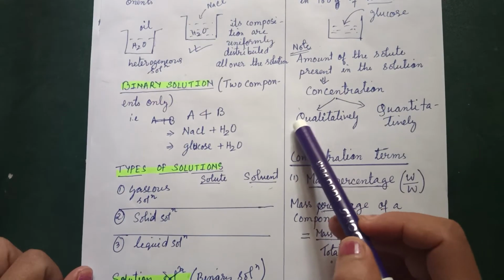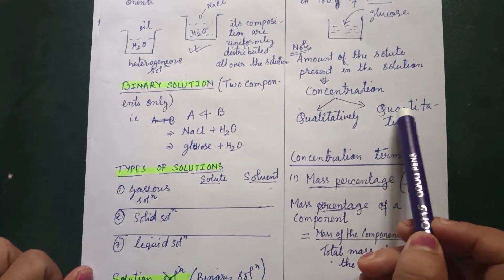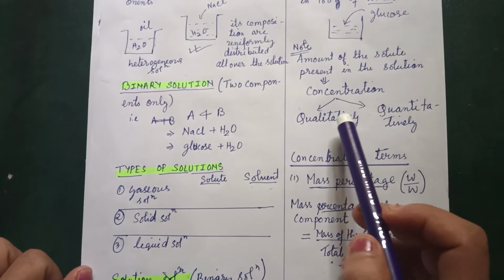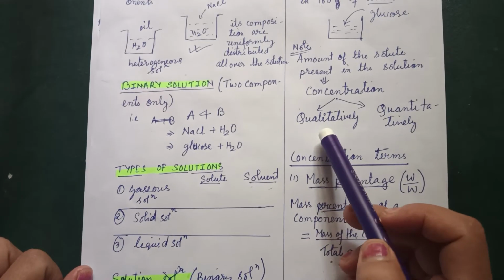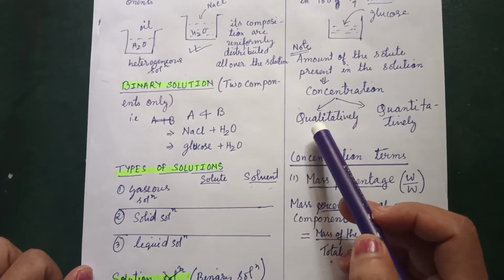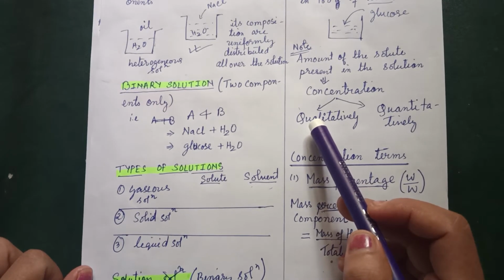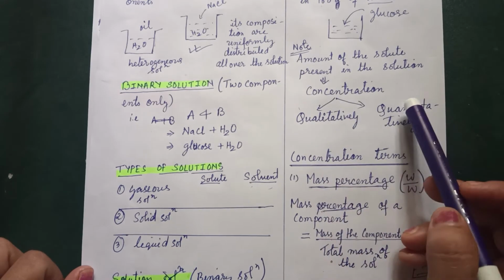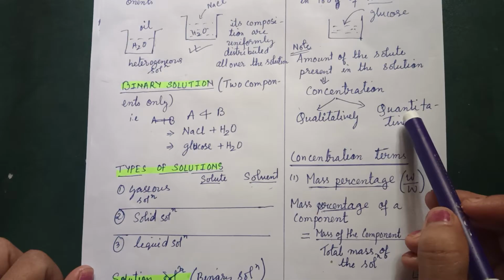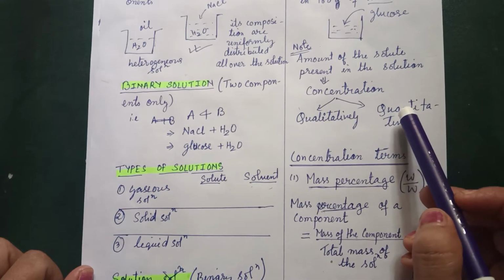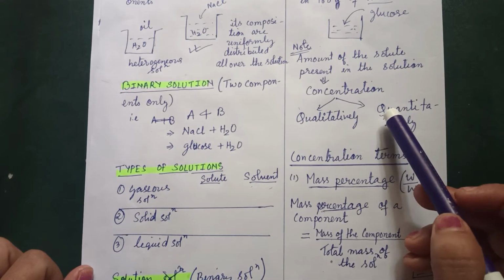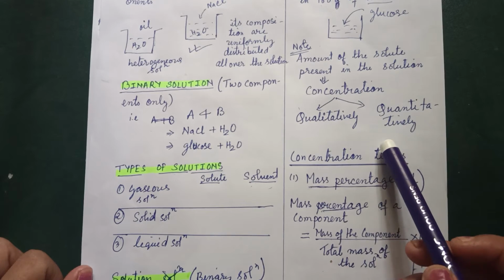These terms can be qualitative or quantitative. When we say qualitatively, it is just, oh, the solution is very dilute, or it is more concentrated. Now it is very confusing, right? Because someone may add 3 spoons of sugar, we cannot get the exact value. But when we go for quantitative terms, we can calculate the exact amount which is dissolved in the solution.